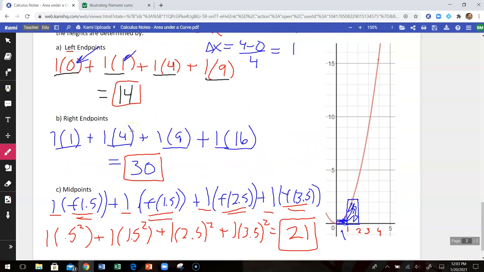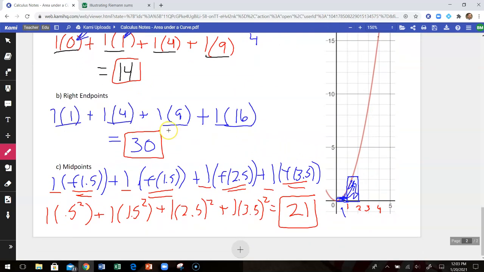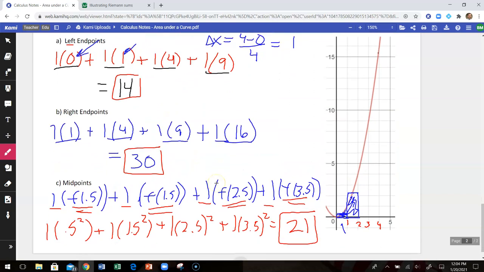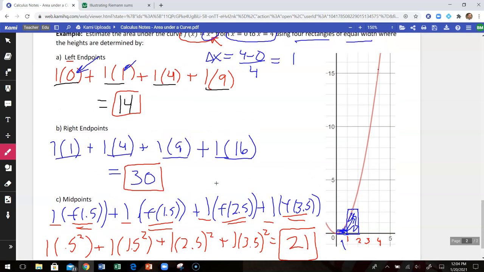Okay, so using those rectangles to determine those areas is going to be an important skill moving forward, and we want to make sure that we know how to do left, right, and midpoints, and what that means if I'm given a function, and how do I evaluate those heights given that function.